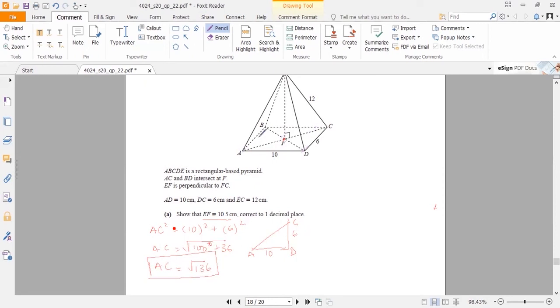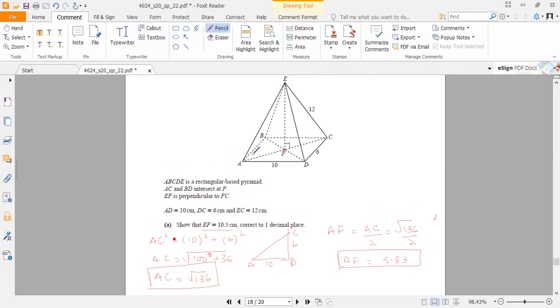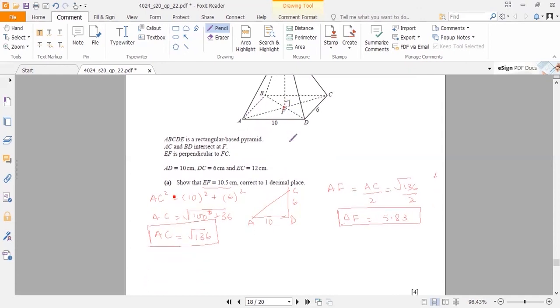Now if we consider this triangle AFE, we need the length of AF. If we divide AC by 2, we will get the length of AF. So AF is equal to AC divided by 2, which is square root of 136 divided by 2. So AF will be equal to 5.83. Now we can consider the triangle AFE. We know the length of AF. Let me draw it as well.